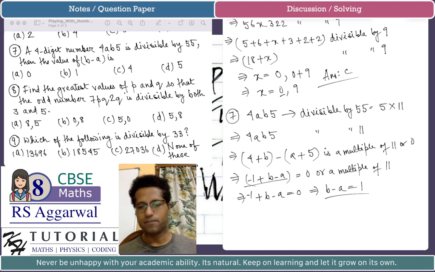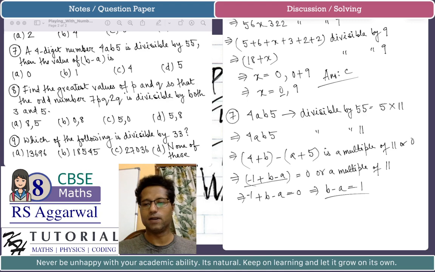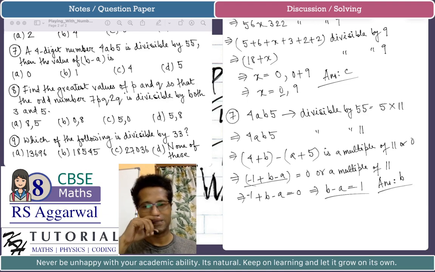So definitely B minus A equal to 1 is the choice, that is the value of B minus A will be equal to 1, and the correct choice is B. B is the correct choice.